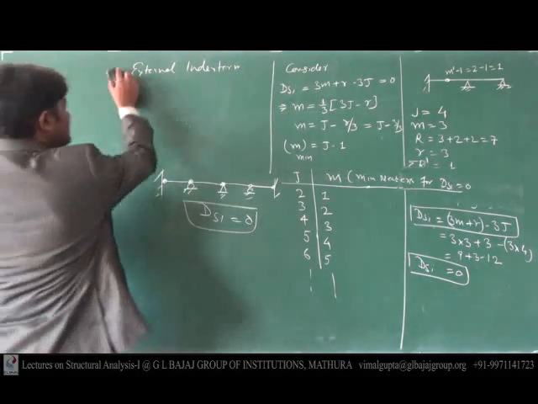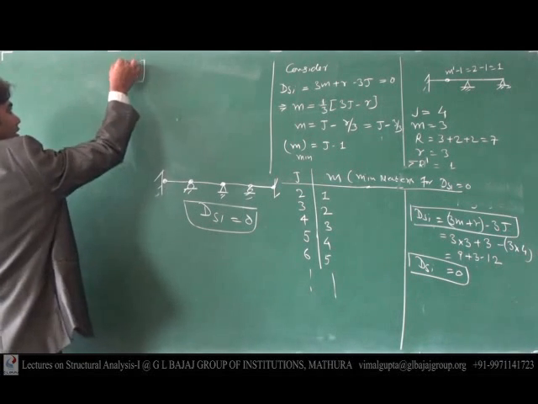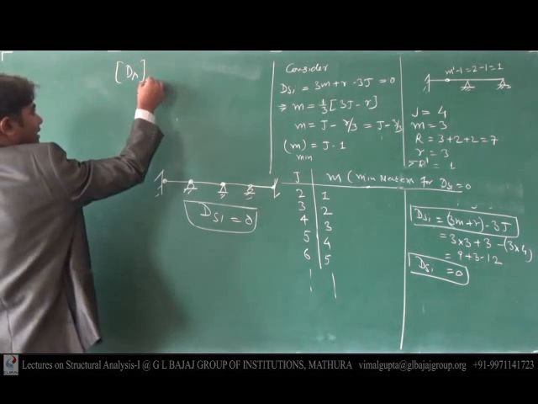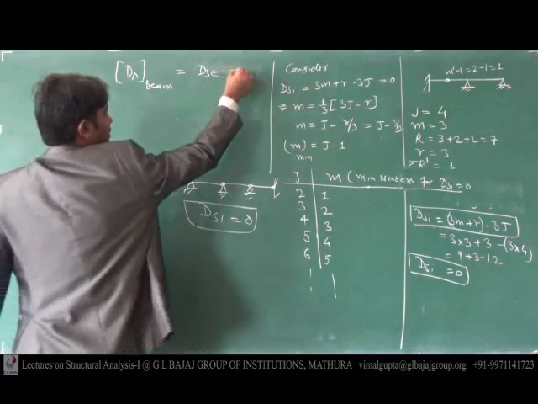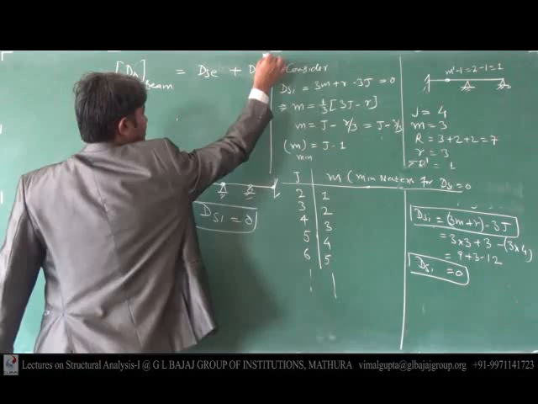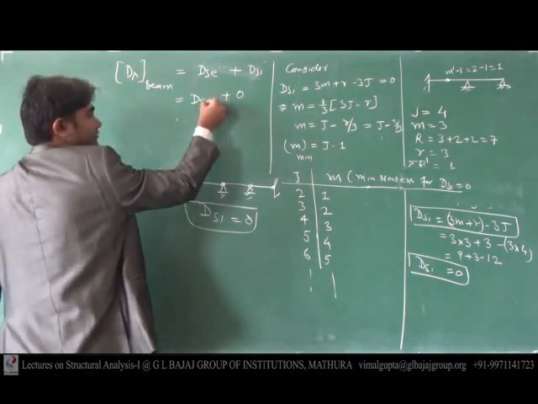Now let me do this. In case of beam it is DSE plus DSI. Since DSI is 0 always, it is DSE.